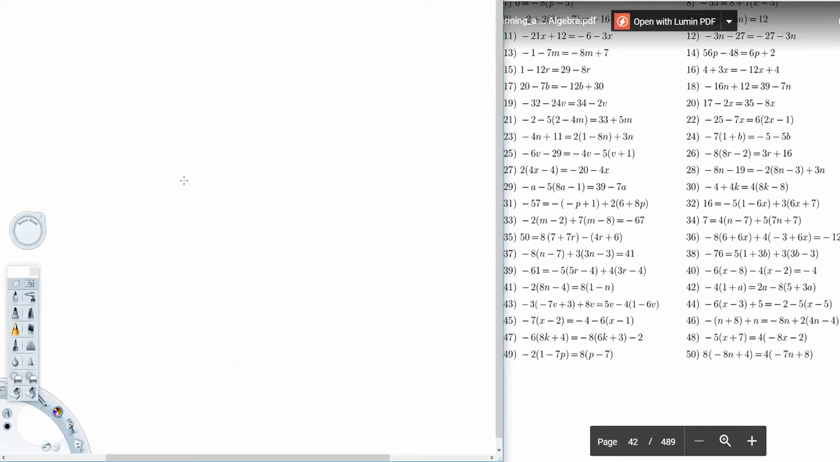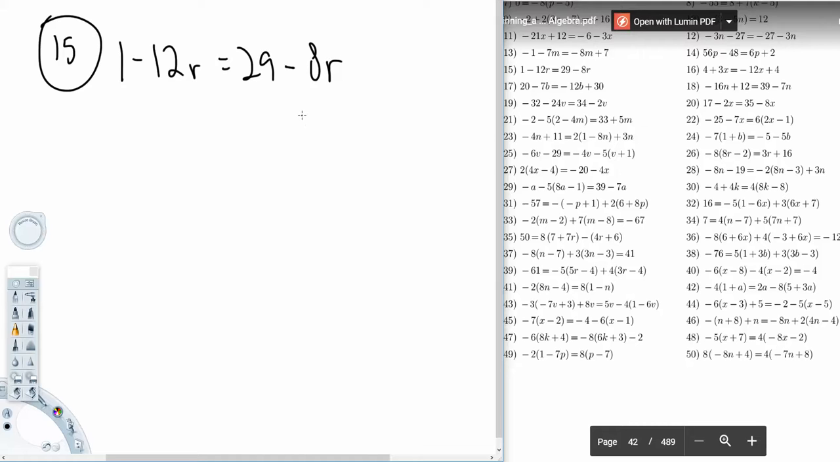Okie dokie. Number 15 now. Examples seem to be getting not so hard here. 1 minus 12r equals 29 minus 8r. All right. So, once again, we do the old switcheroo. They say it's easier if you have positive variables on one side. So this is a small negative, this is a bigger negative. So if I transfer to the other side, it'll be a positive.